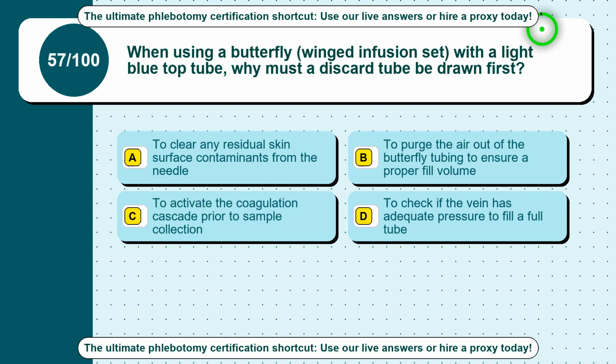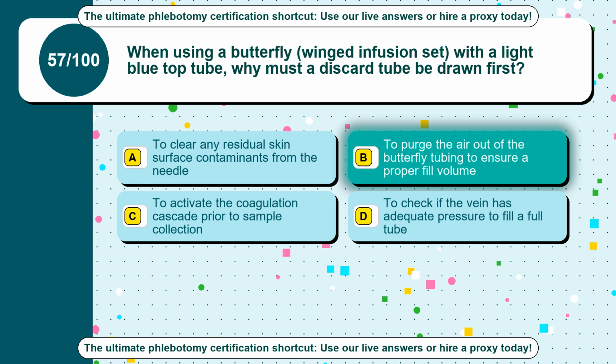Question 57. When using a butterfly winged infusion set with a light blue top tube, why must a discard tube be drawn first? Option A, to clear any residual skin surface contaminants from the needle. Option B, to purge the air out of the butterfly tubing to ensure a proper fill volume. Option C, to activate the coagulation cascade prior to sample collection. Option D, to check if the vein has adequate pressure to fill a full tube.